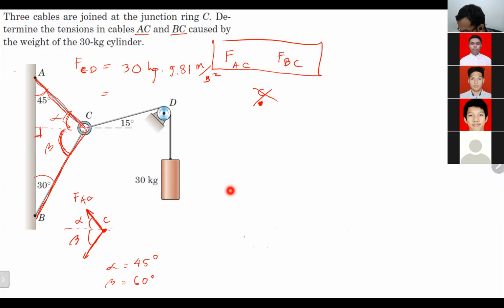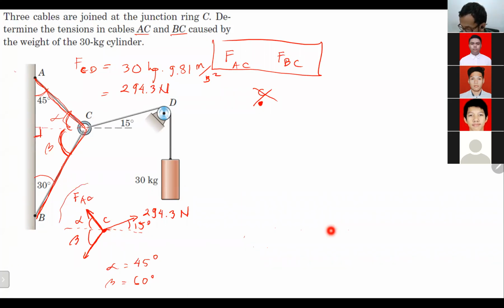Okay, now the last one is the known value. We have FCD, but since we know the value, we can put it as 30 kilograms multiplied by 9.81. What is the value? 294.3 Newton. Now the last one, because we are drawing the free body diagram. What is the angle there? 15 degrees. Correct.